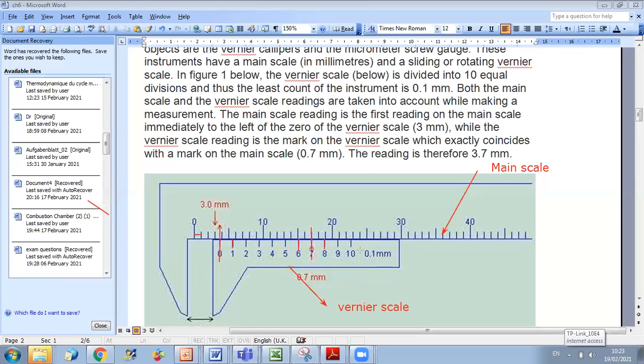In case I have a higher number of divisions, for example 100 divisions in the Vernier scale, then I can read up to 0.01. I divide 1 millimeter by 100. So I should always look at the number of divisions on my Vernier scale to determine the accuracy of my reading.